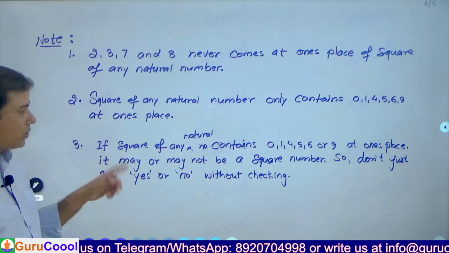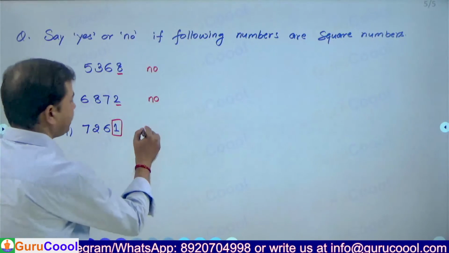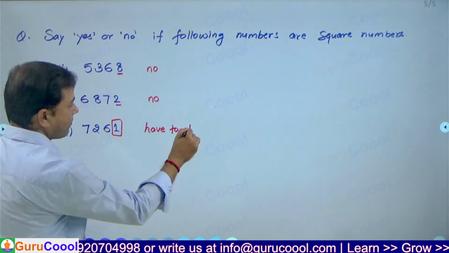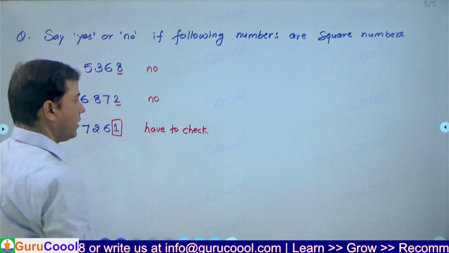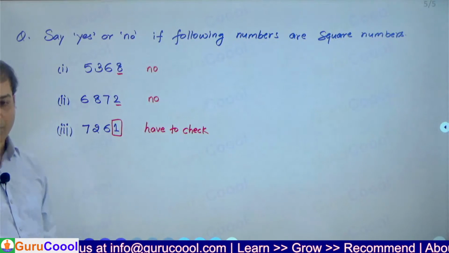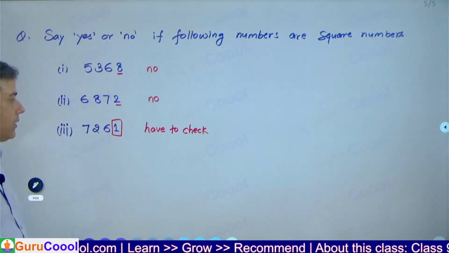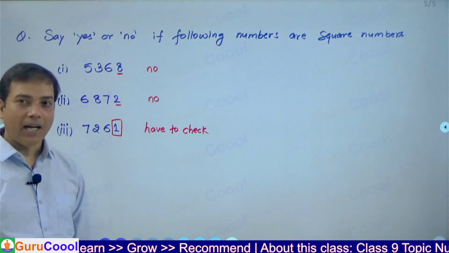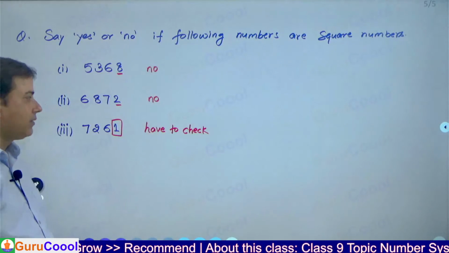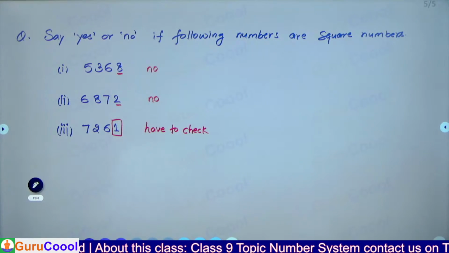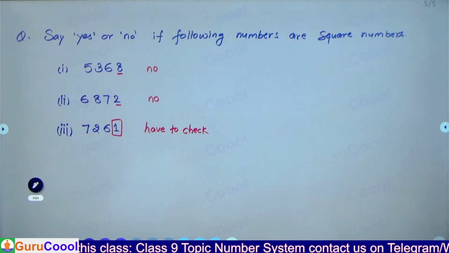So you have to check. We cannot say yes or no. How to check? I'll tell you later. But at least be right at your end. Don't be wrong. Correct? Yes, sir.